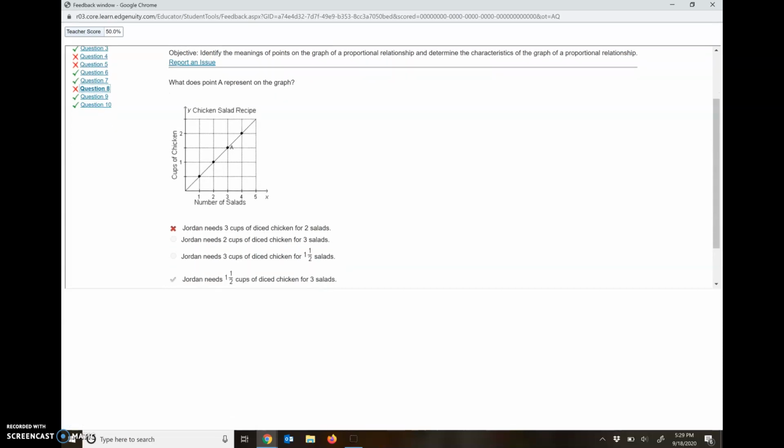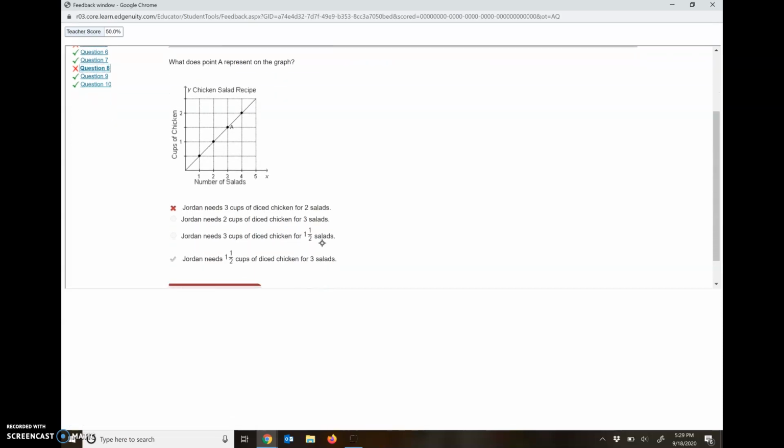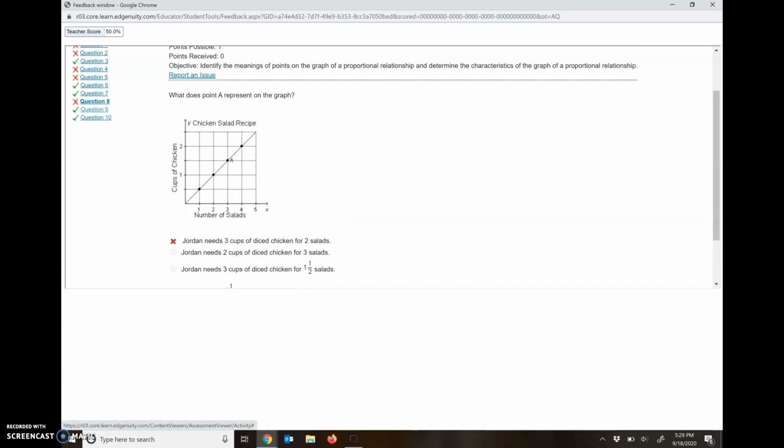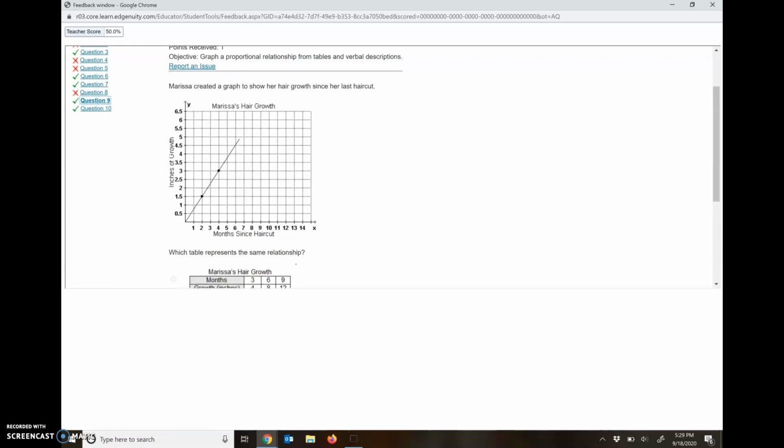Which point does A represent on this graph? So A is right here. So it looks like about a cup and a half of chicken in between 1 and 2. And then 3 salads. So I'm looking for one with a cup and a half and 3. So it's between these bottom 2. And it's not 3 cups of chicken. It's 3 cups of salad. So very important we pay attention to what the graph is labeled as.